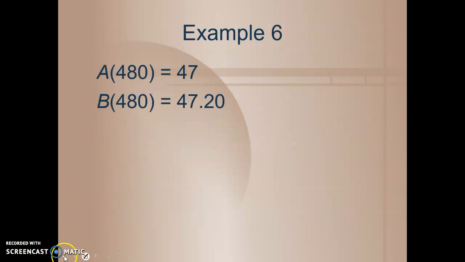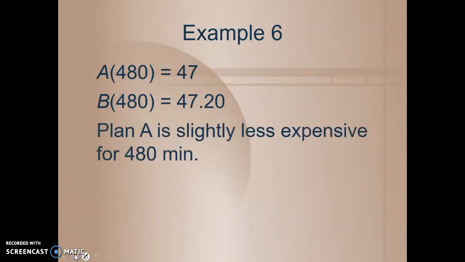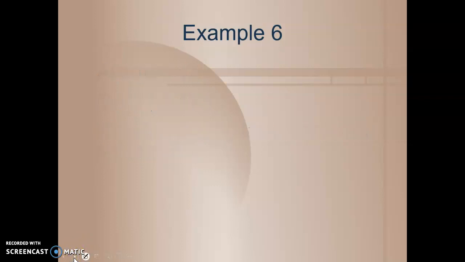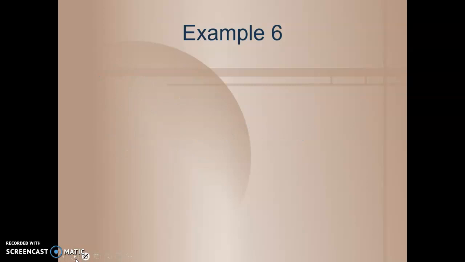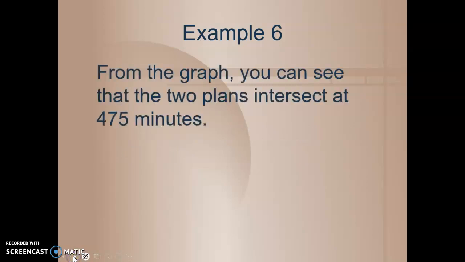All right, there are our two functions again. Plan A is slightly less expensive for 480 minutes by 20 cents. But if we went under 480 minutes, what if we'd only used 30 minutes or 300 minutes? If that were the case, then Plan B would be the cheaper plan. So really, what phone plan we decide to use depends on the number of minutes we're going to talk, if that's part of the rate.